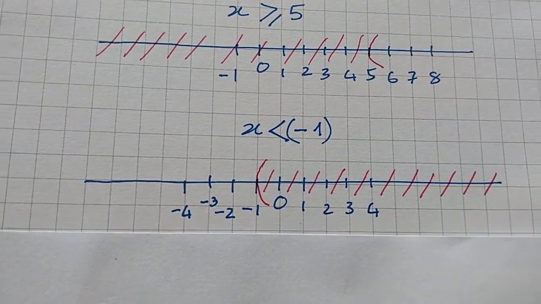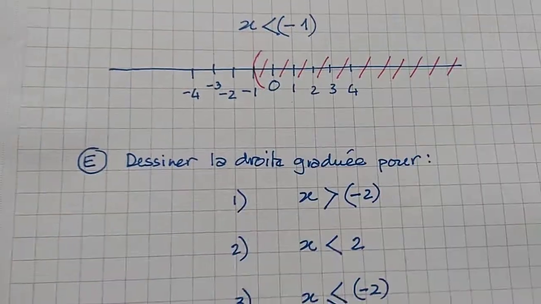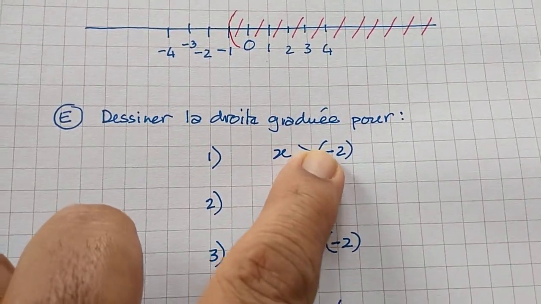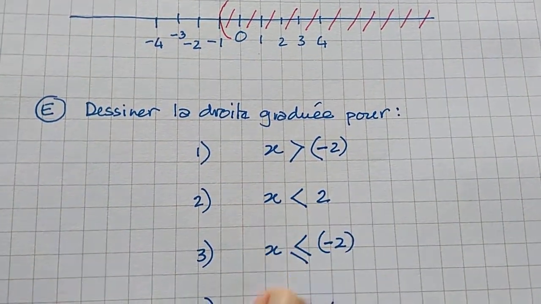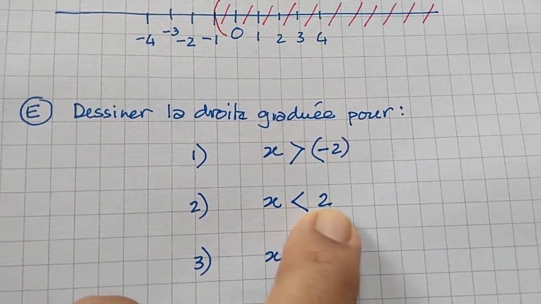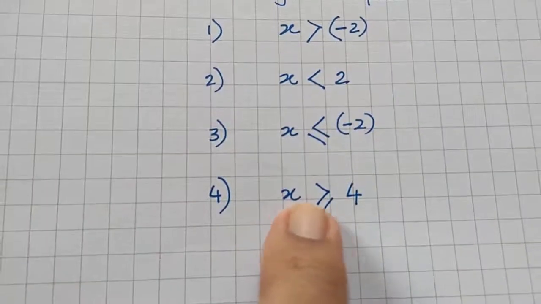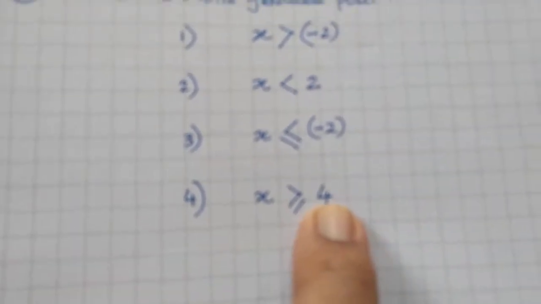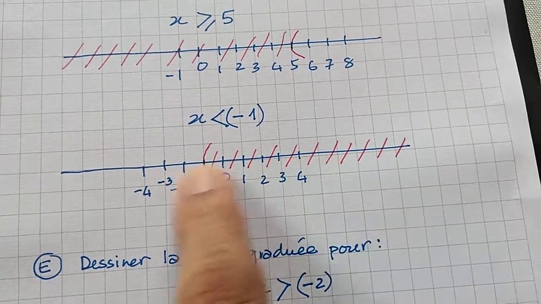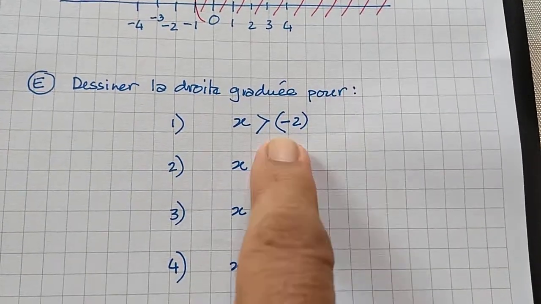Okay, so this is the thing. Now I would want you to draw 4 separate droites graduées. Don't try to mark them all on one thing. For these 4 values: x is greater than -2, x is smaller than 2, x is smaller or equal to -2, x is greater than or equal to 4. So draw these. You can draw them freehand like I have done, but make sure that there is no ambiguity. I can clearly make out what you have done.